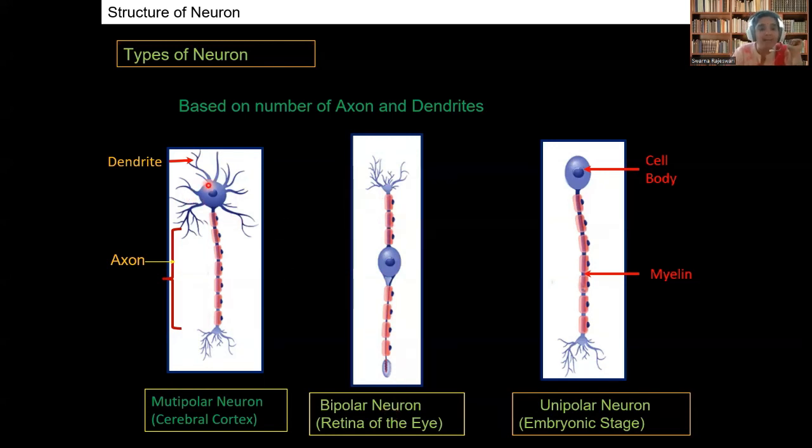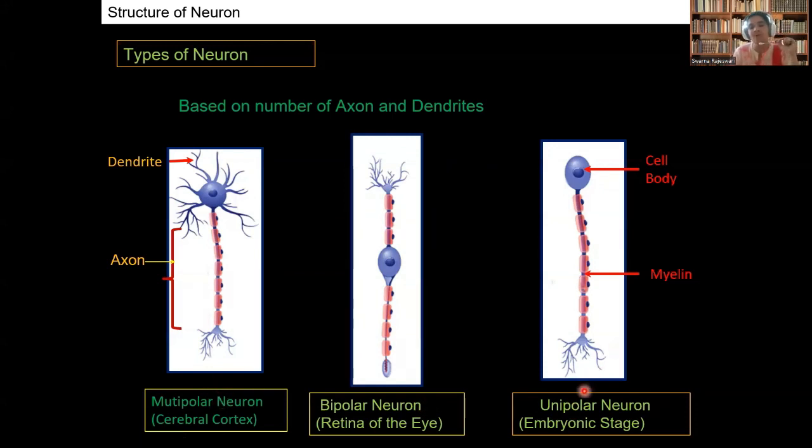When we see a multipolar neuron, so many processes are arising from the cell body or the cyton, which is called as multipolar neuron. So based on the number of processes arising from the cell body, there are three types of neuron, which are called unipolar neuron, bipolar neuron, and multipolar neuron.